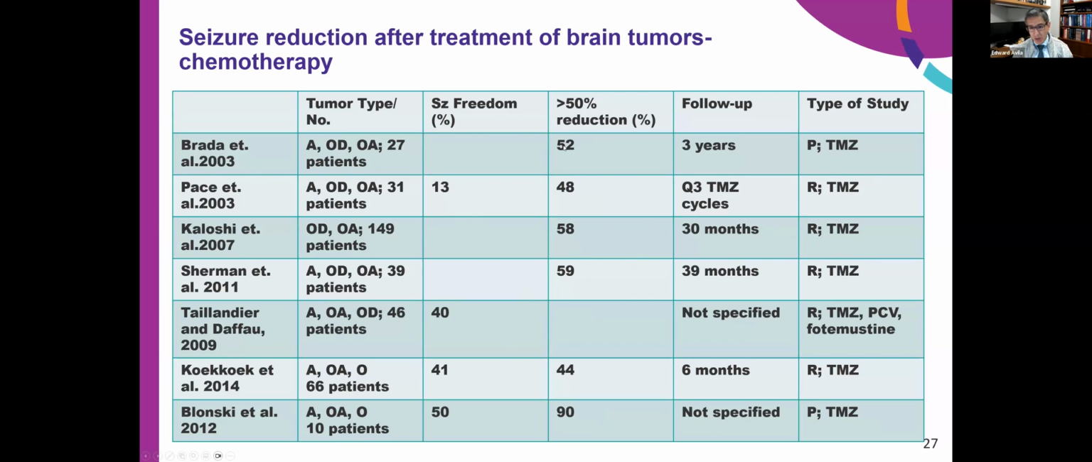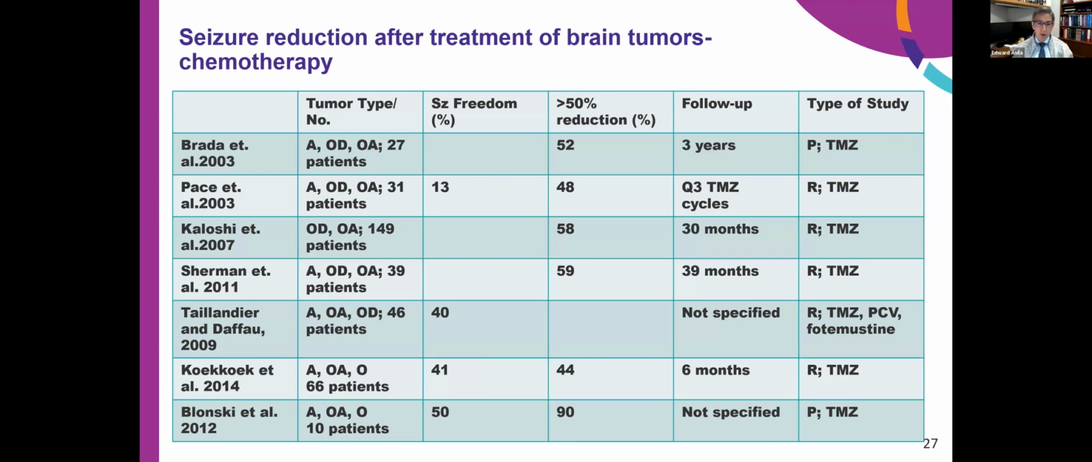What they're showing here was that there was greater than 50% seizure reduction in almost all of the studies, with this one here reaching up to 90%. Seizure freedom was also seen in some of these studies. So the treatment of the tumor has always been the end goal for all of neuro-oncology.